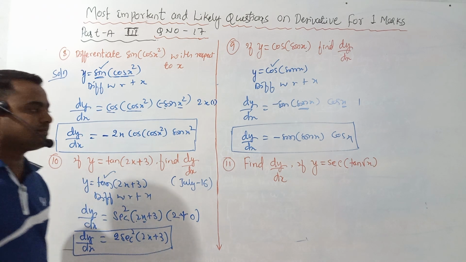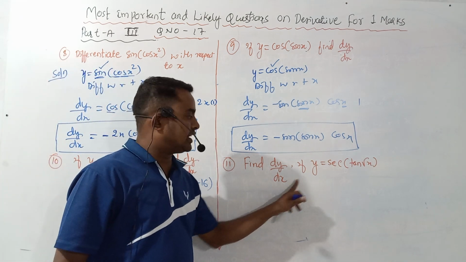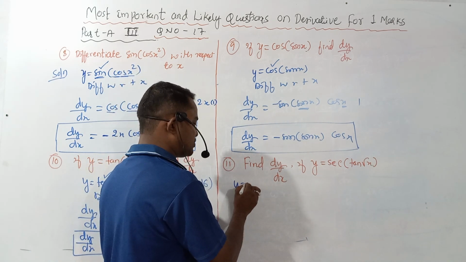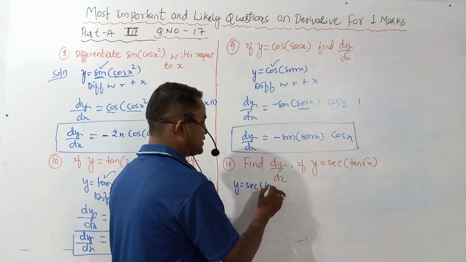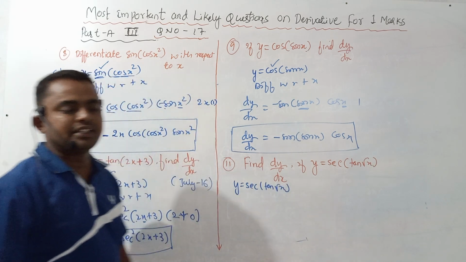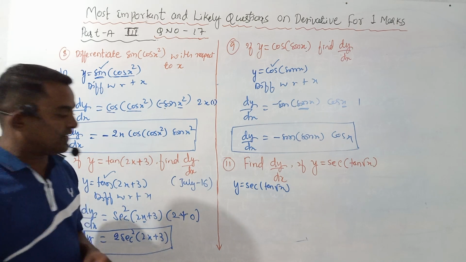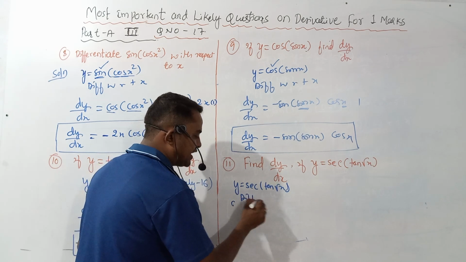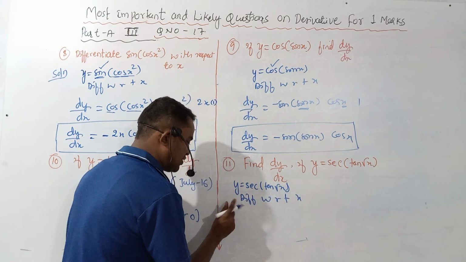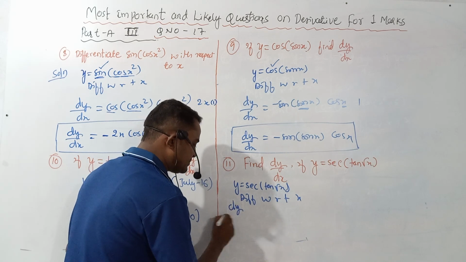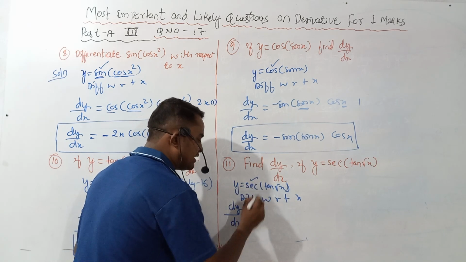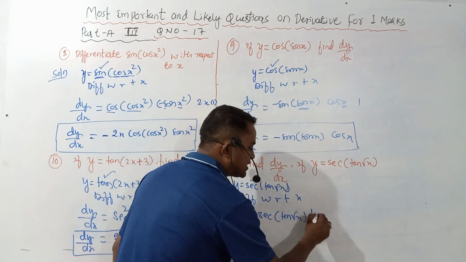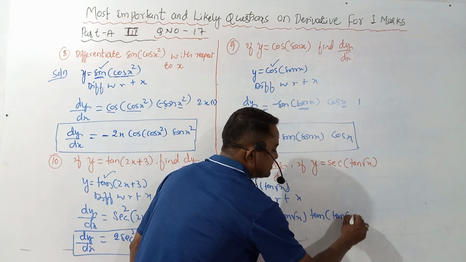Now question number 11. Find dy by dx if y is equal to sec tan root x. So write the given function first. y is equal to sec tan root x. Derivative of sec x into tan x. So in the first step, first differentiate with respect to x. Derivative of y is dy by dx. Derivative of sec x. Sec x means what here? Tan root x. Tan x means tan of tan root x.